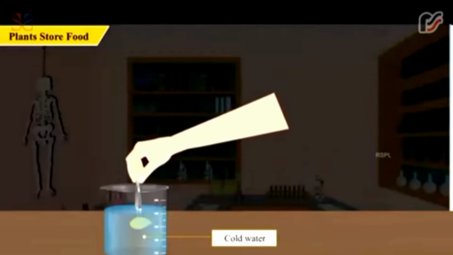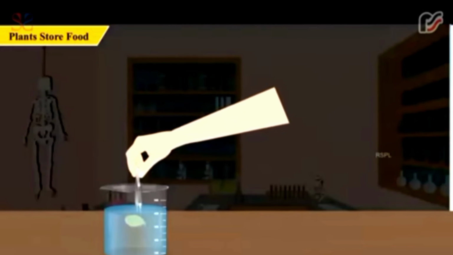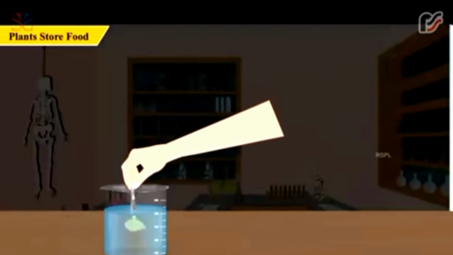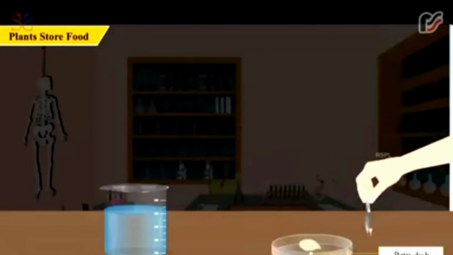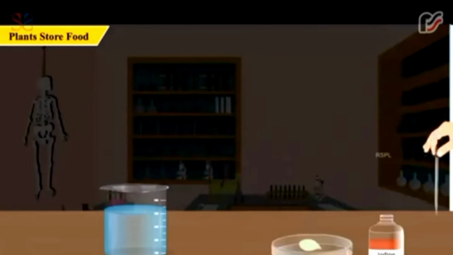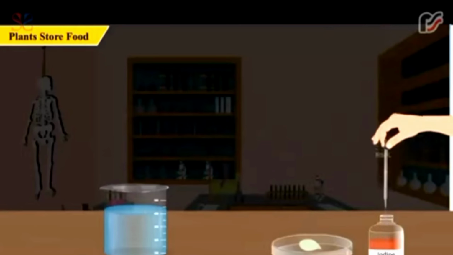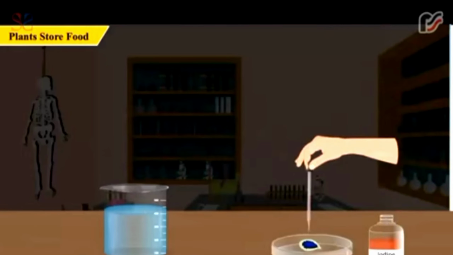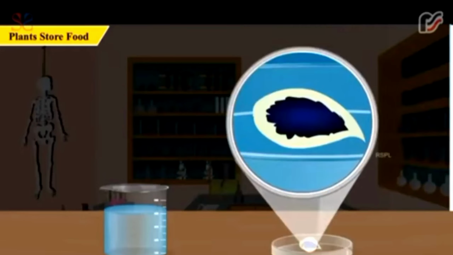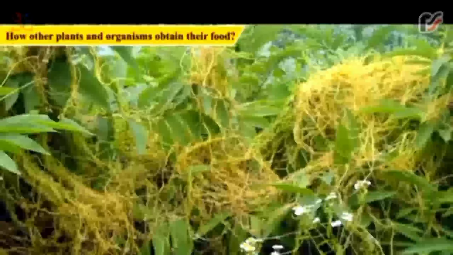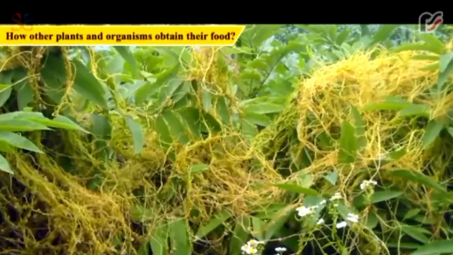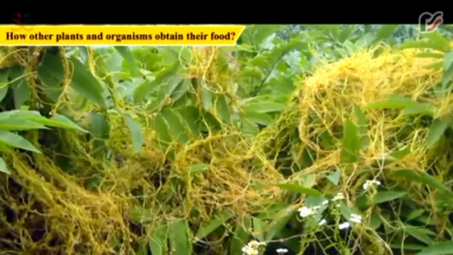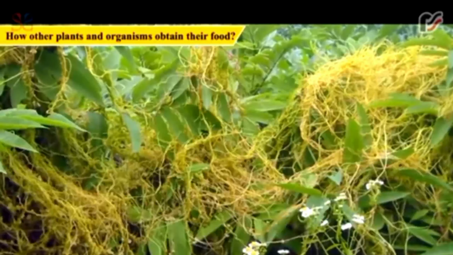Photosynthesis is the process by which green plants prepare food in the presence of sunlight. During photosynthesis, plants take in carbon dioxide and give out oxygen. The oxygen is used by all animals and human beings to breathe. Plants store their food in the form of starch in their leaves. Leaves make food for the whole plant, so they are called the food factory or the kitchen of a plant.